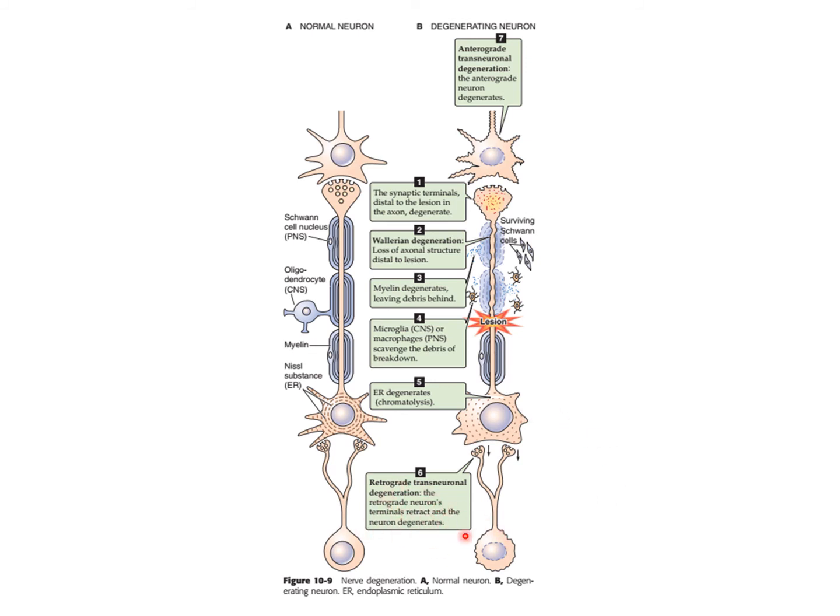Now the transneuronal degeneration. Transneuronal degeneration occurs in the adjoining neuron. Here the retrograde neuron's terminals retract and the neuron degenerates. And this one is anterograde transneuronal degeneration, where the anterograde neuron degenerates.